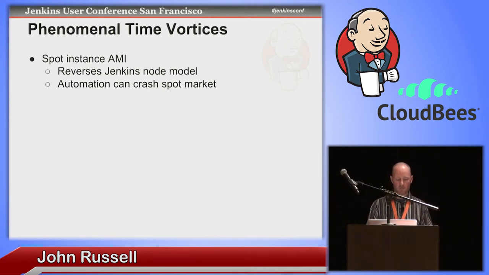Some of the things that we learned from this is that the reverse model of starting the node but not having it be connected and then having it connect later is difficult to get right the first time. The AMI took a long time to get perfect, and now it works, but it was kind of a trip to get there. Automation can totally crash the spot market.